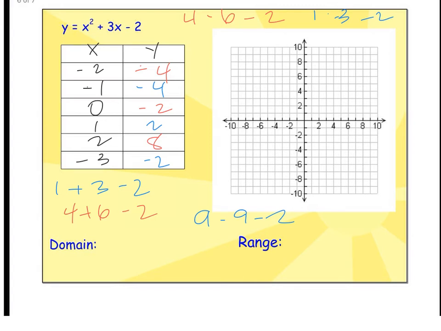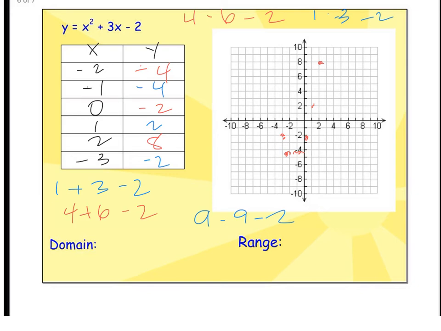So I'm going to start at the -3, -2 is going to be somewhere. Again, you guys can do yours a little neater right there. -2, -4. And then I have a -1, -4. Then I have 0, -2, 1, 2, 2, 8. So I can see my parabola shifted a little bit.